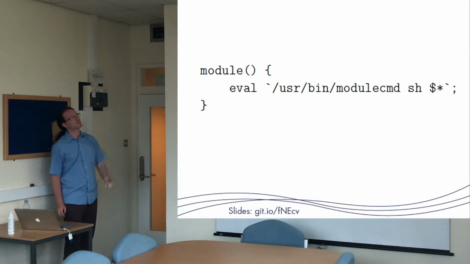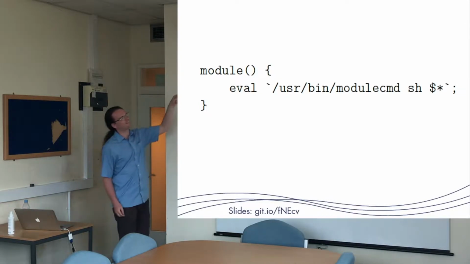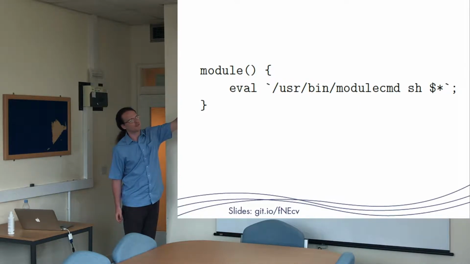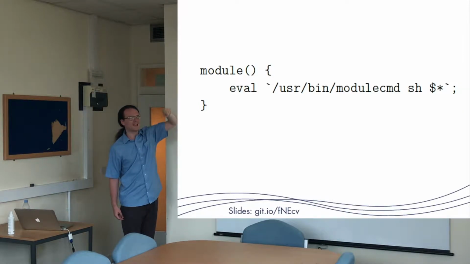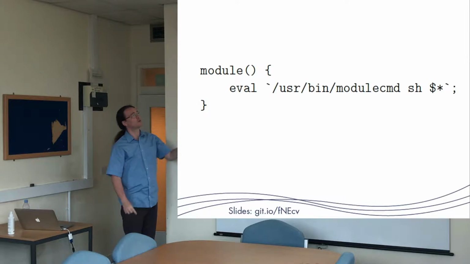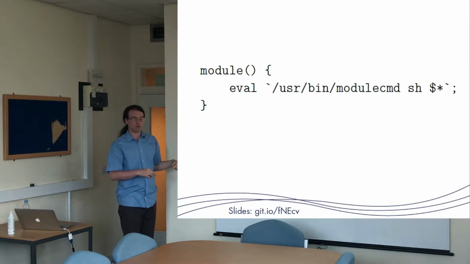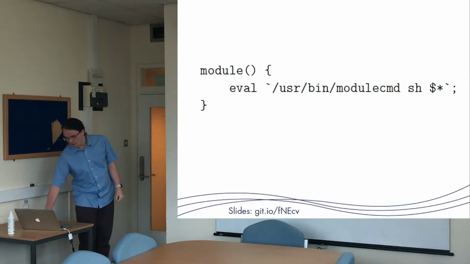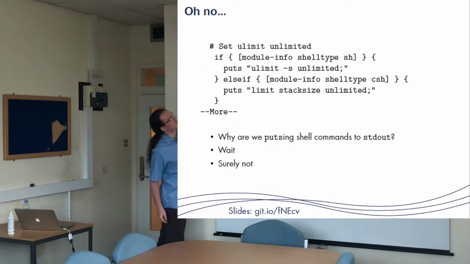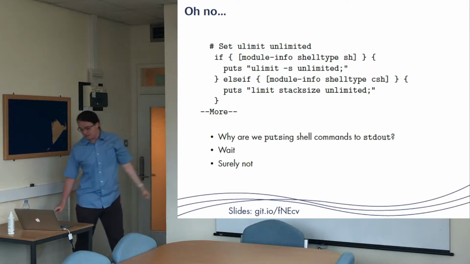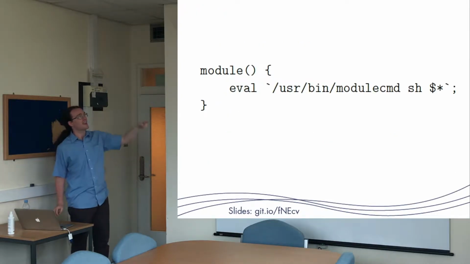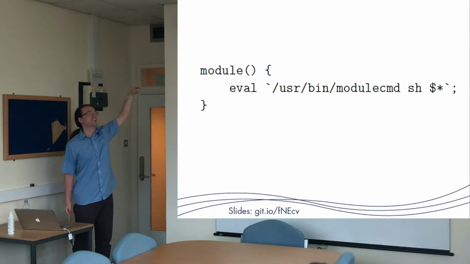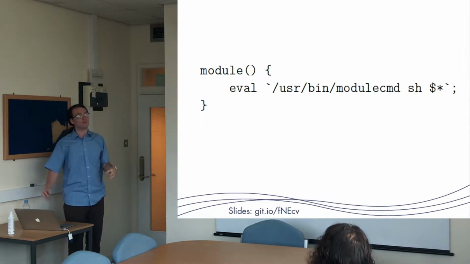That is the thing that was on the screen earlier. You have an eval, and you have the output of the script. Module CMD does everything in that TCL file, including outputting to standard out. Then any shell commands in that standard output are evaluated and run in the current shell. So where on the previous slide it said puts ulimit unlimited, that means when you load this module, it outputs that to standard out, that gets passed to eval, which then sets the ulimit.